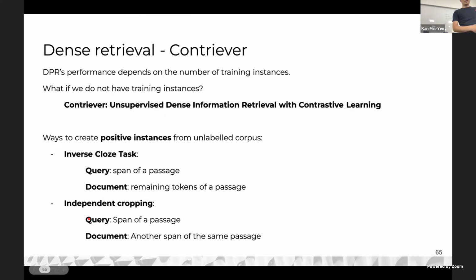The other is called independent cropping, and it's similar to the cloze task, but more brute force. Given a span of a passage, we want to retrieve another span of the same passage. So these are the two ways of creating the positive instances. After you have positive instances, you can just train it with a contrastive loss, and the negative instances can just be randomly chosen. For example, we have a positive instance from the same passage, and then we choose a document from another passage that will be a negative instance.